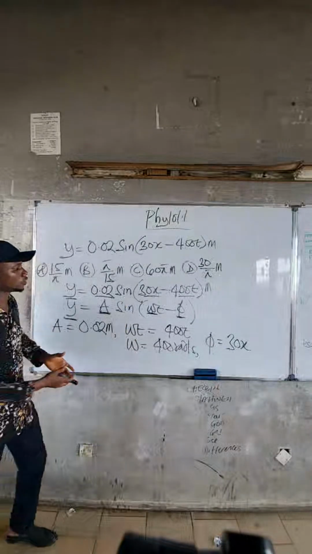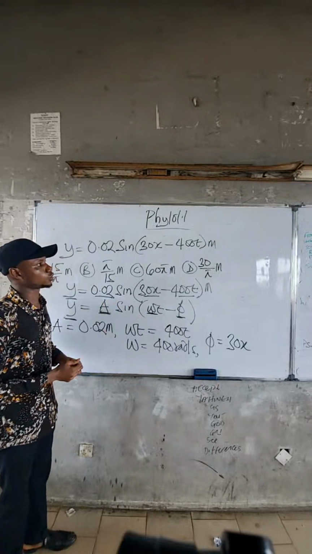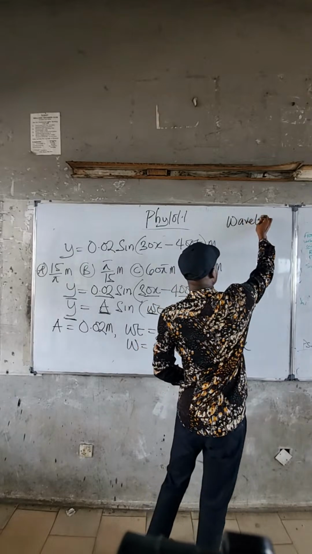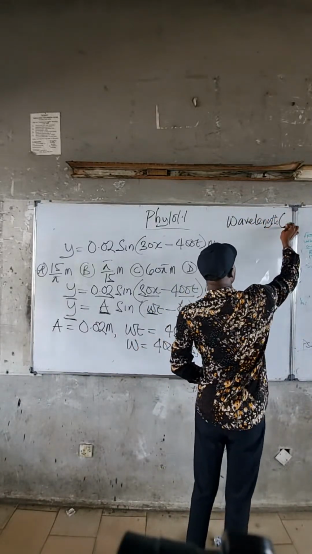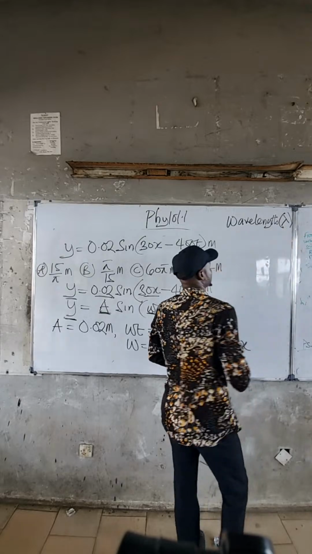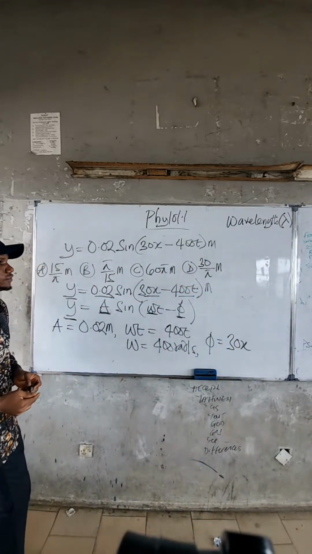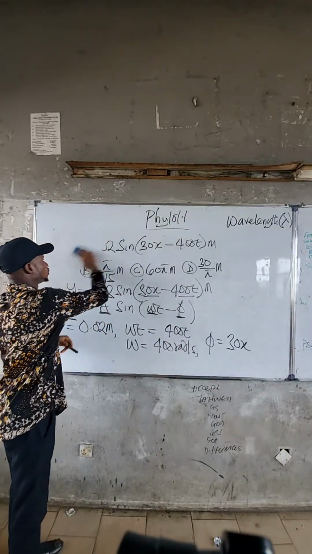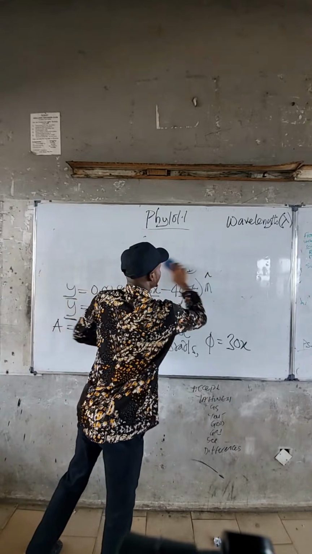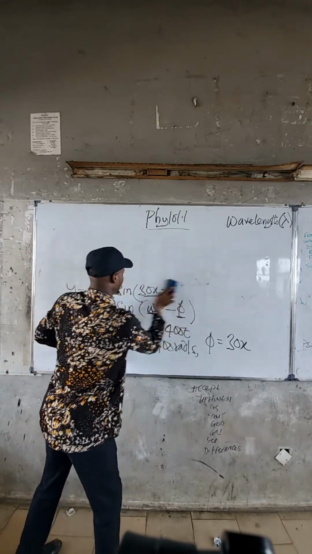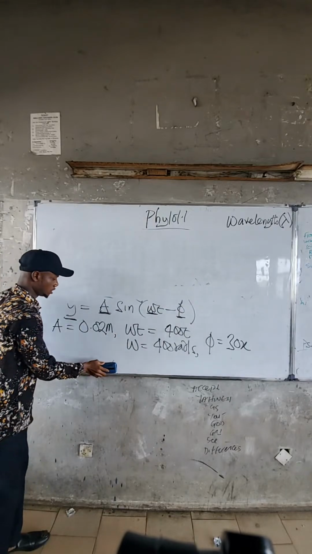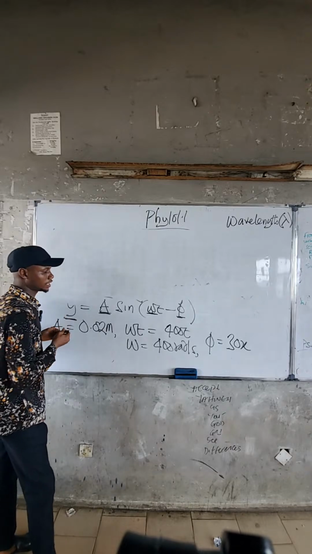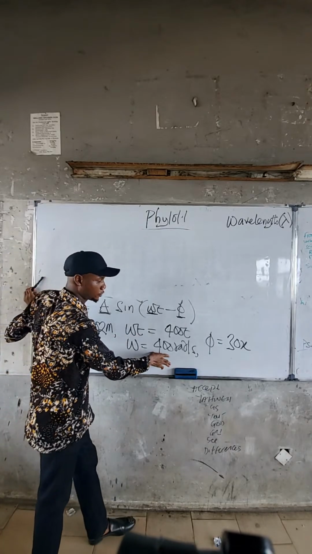Now the next thing after comparison is to calculate what I'm asked to calculate. I'm asked to calculate the wavelength, and wavelength is denoted by lambda. Now let's find the parameter that is related with wavelength. Class, this amplitude here is not related with wavelength. Please take note. This angular frequency is related with frequency.